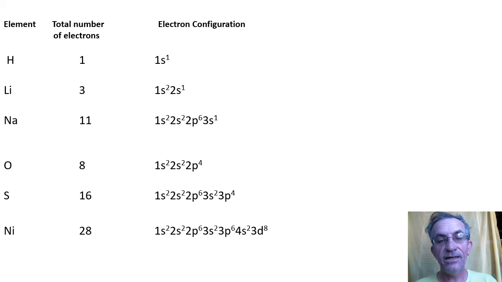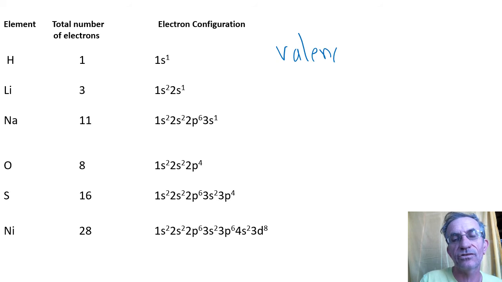Okay, I put back up some of the electron configurations we did earlier, and the reason is because I want to point out one more term for you. And this term is going to be important, especially in the next chapter when we talk about how atoms get together to form compounds, all right? And that term is valence electrons.